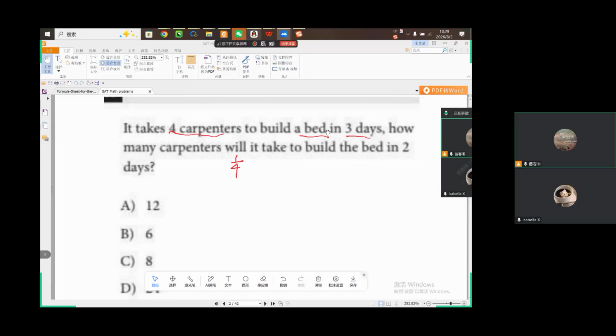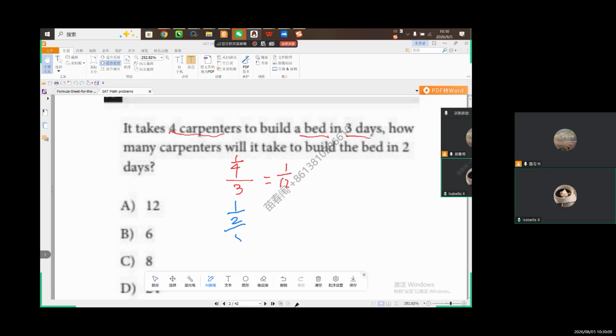Divided by 4. Does that make sense? This is the thing, the rate. Yeah, I guess. Divided by 3 again. So which means 1 over 12 is for each carpenter, for a day, right? Like wait, so this is the rate, so it's like one bed per one. Okay, yes.